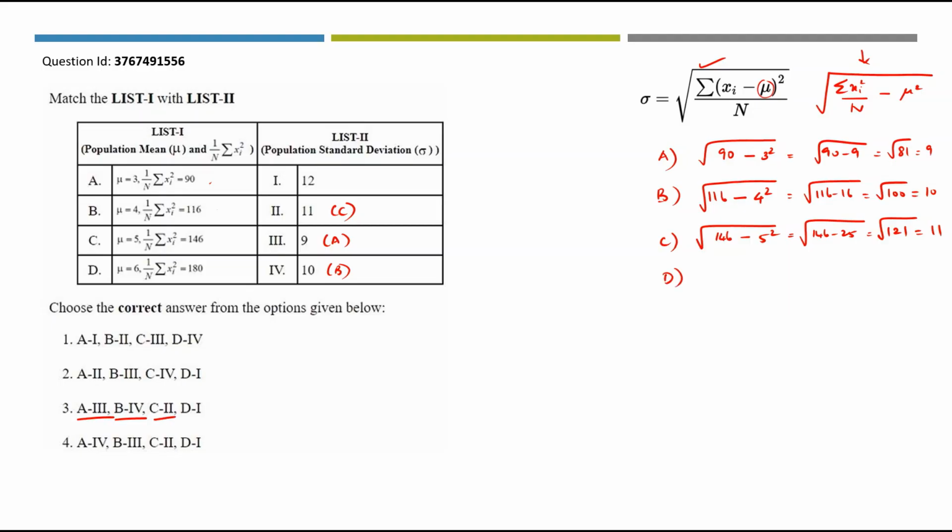What about D? We have 180 as summation of xi square by n minus 6 square, which can be taken as 36. What is 180 minus 36? It is 144. What is the square root of 144? It is 12. D will be mapping to 1. Option number 3, A3, B4, C2, D1 will be the right answer.